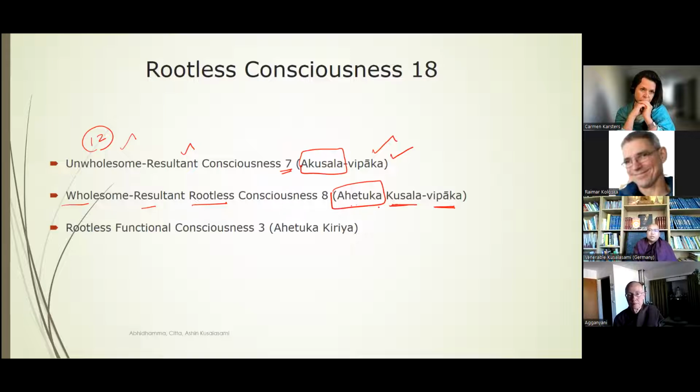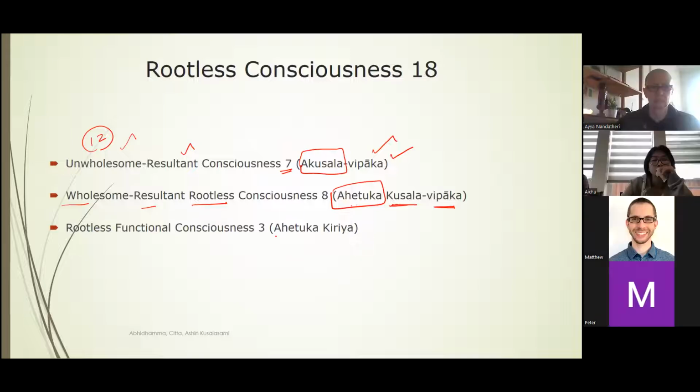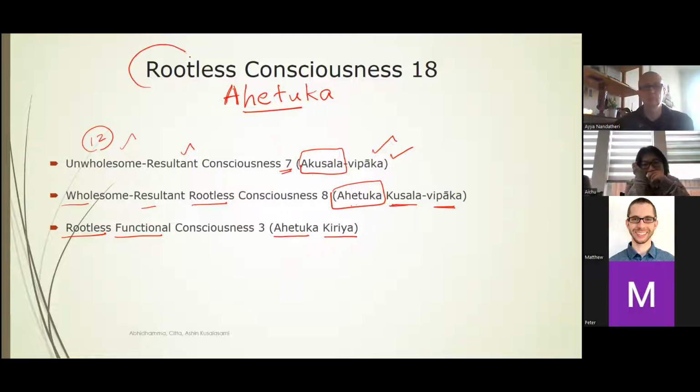At the beginning, I'm introducing only word-by-word translation, but later we will discuss in more detail. The next group is Ahetuka Kiriya. Ahetuka is rootless. Kiriya means functional consciousness: Ahetuka Kiriya Chetas. These 18 in Pali are Ahetuka Cheta. Hetu means root, and the prefix is negative, so Ahetu means rootless.